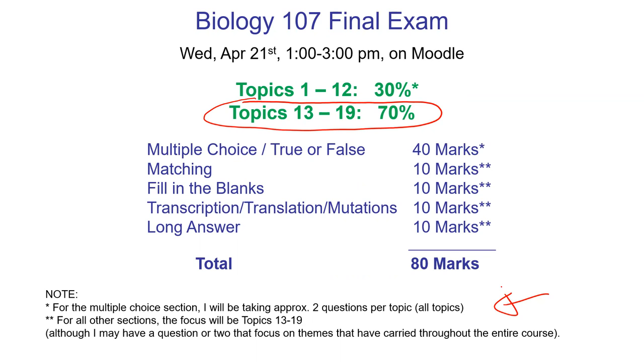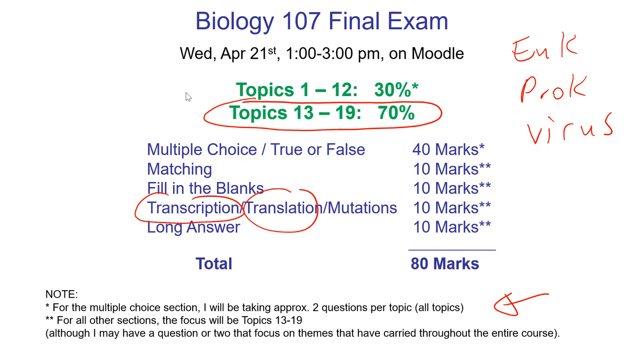Remember, one of the major themes of this course is we talked about eukaryotes, prokaryotes, viruses as entities. So that's something you want to pay attention to when you go through your notes and make sure you know a little bit about those things, what they are and what some of the differences are. Of course, in these last few units, transcription and translation, we've talked a lot about differences between eukaryotes and prokaryotes. So be worth your time to review those things as you make your notes and you study for the final.